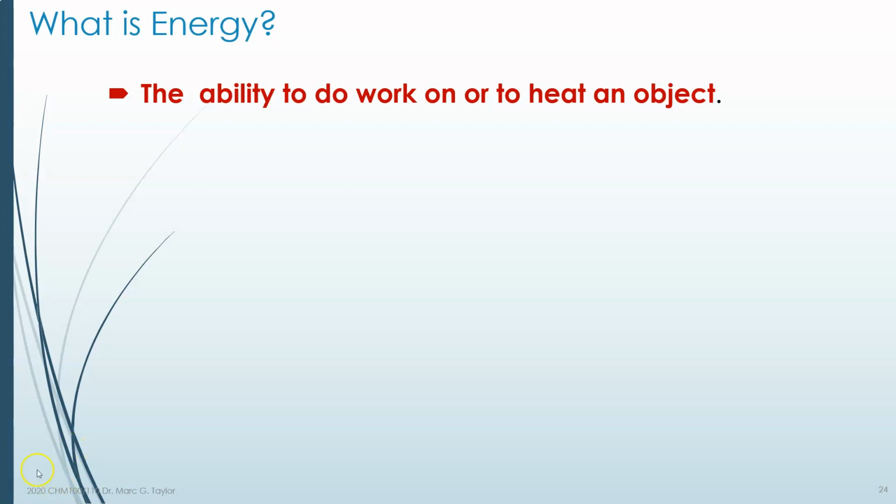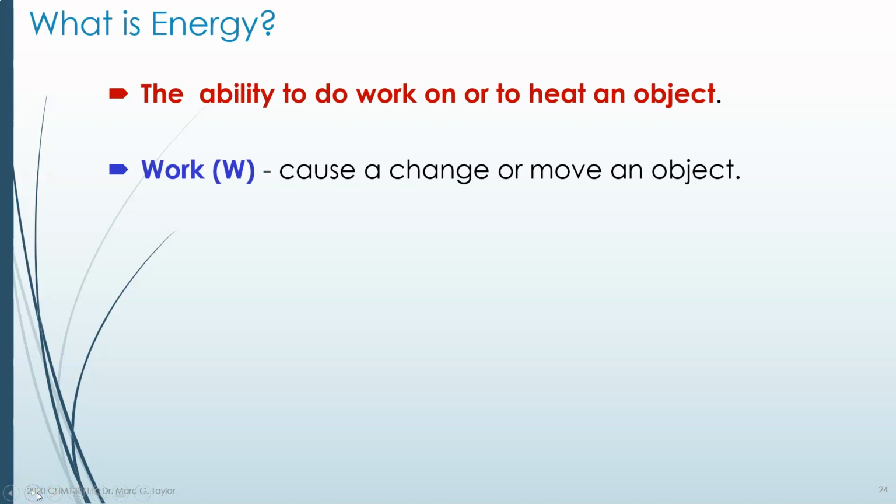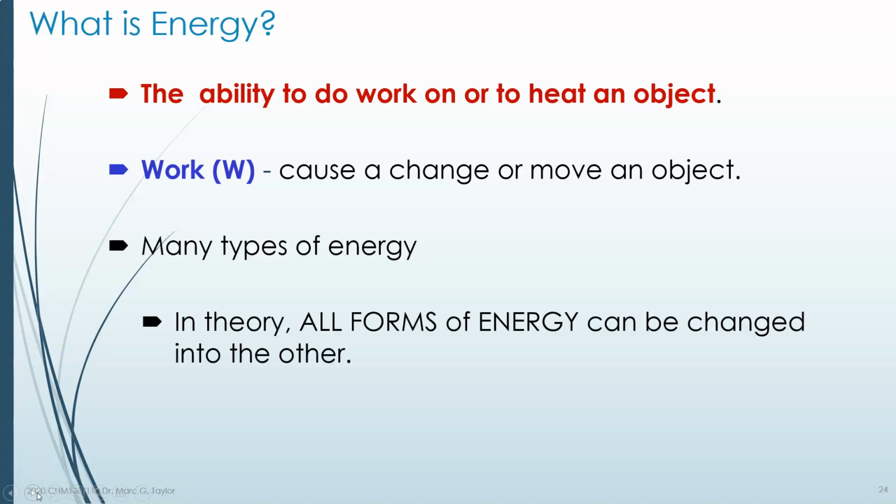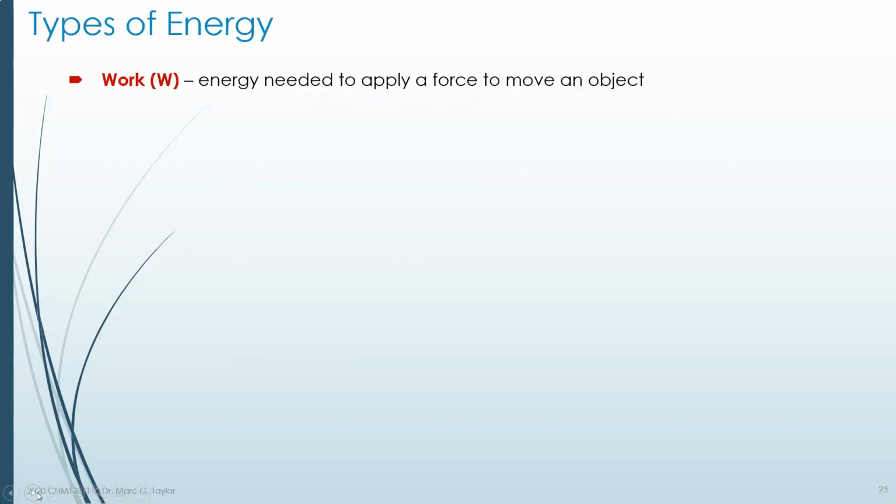So let's talk about the types of energy. Work is one type of energy. This is the energy needed to move an object or to change an object. If I move a desk from one part of the room to another, I've imparted work on that object. If I've crumpled up a piece of paper, I've changed the object by putting work energy into it. But there are many types of energy, and all forms of these energies can be interconverted into one another. Not always with perfect efficiency, but they can all be turned into one another in theory.